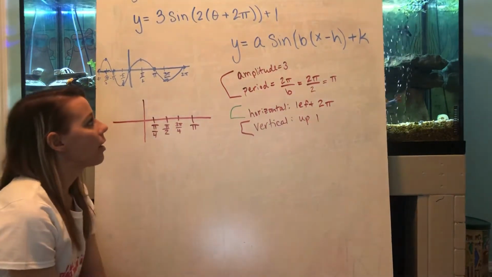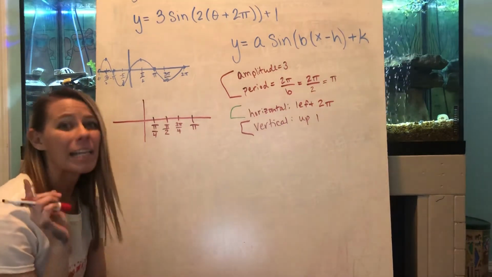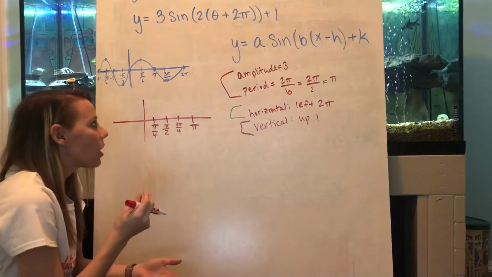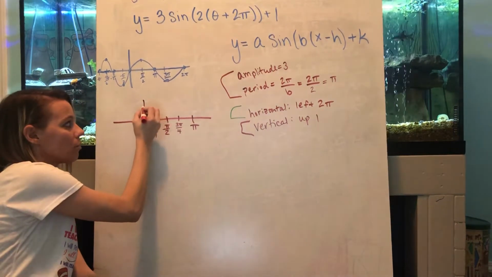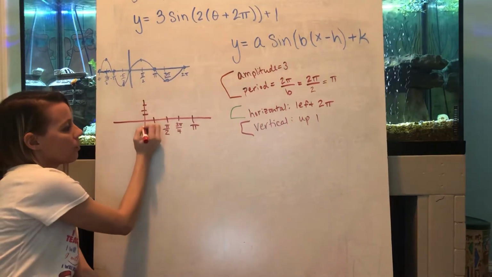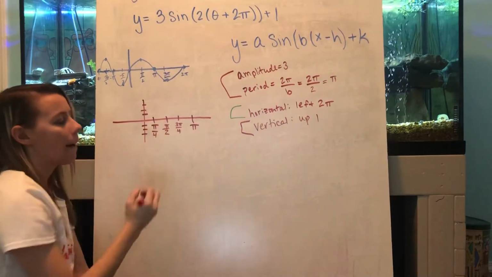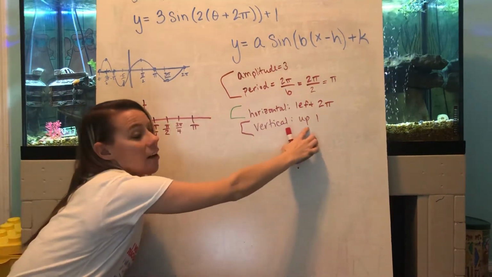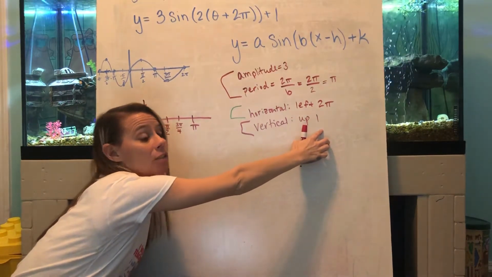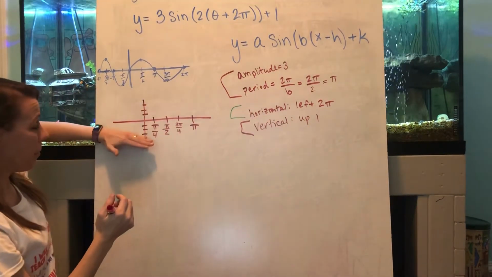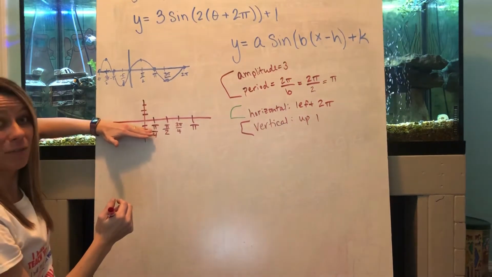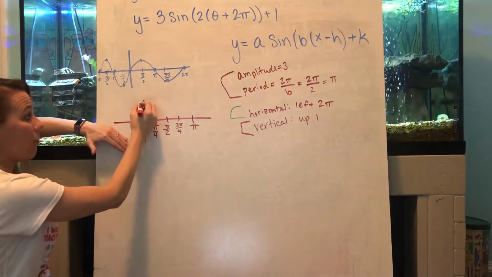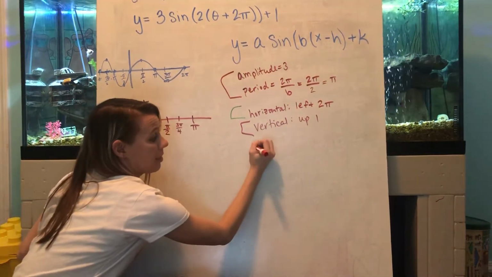Now we have to look at our amplitude, and be careful here. Our amplitude is 3. So I start out thinking, okay, we're going to go up 3, 1, 2, 3, and we're going to go down 1, 2, 3. But there's a problem. We have this vertical shift of up 1. So that means instead of the bottom being at -3, it's going to be at -2. We're not ever going to hit this -3, and instead we're going to hit 4. And that's why people look at the midline.